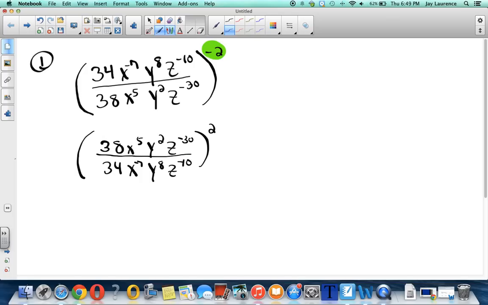All right, very good. Now, I've got some negative exponents inside that quantity. Looks like I've got a term with a negative exponent there, a term there, and a term there. So I'm going to have to rewrite this one more time. And I'm going to have 38, x to the 5th, x to the 7th. I'm going to have a y squared. I'm going to have a z to the 10th, right? Because the z to the negative 10th is going up, and the z to negative 30th is going down.